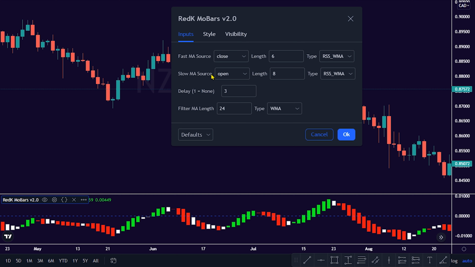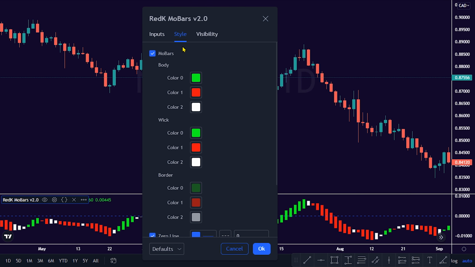The second line MA is slightly slower than the main line with a short length of 8 by default and will by default use the open value as a source. This works better to identify when the closing price starts to move faster than the open, as in bars more frequently close higher than they open. The third line is a much slower MA with a length of 24 by default and acts as a filter or a baseline. This baseline has a scale value of 0. Traders can adjust this line to suit their trading style and time frame.